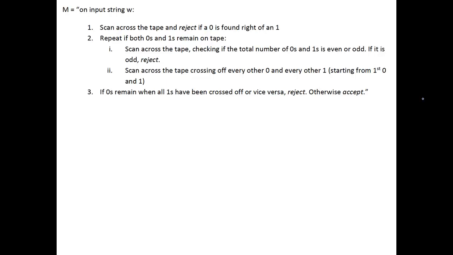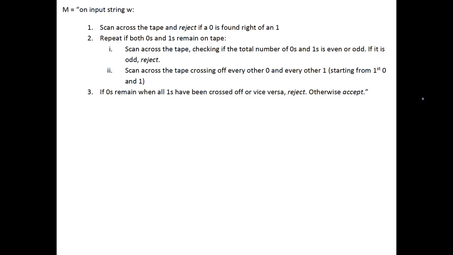So within stage 2, I should say, there are 2 substages. 2i is going to scan across the tape and check if the total number of zeros and ones remaining on the tape is even or odd. If it is odd, we will reject. If it's even, we will continue. In 2ii, we scan across the tape and we cross off every other 0 and every other 1, starting from the first 0 and 1. And then we go back up to 2 and we check our condition, make sure there are still zeros and ones remaining on the tape.